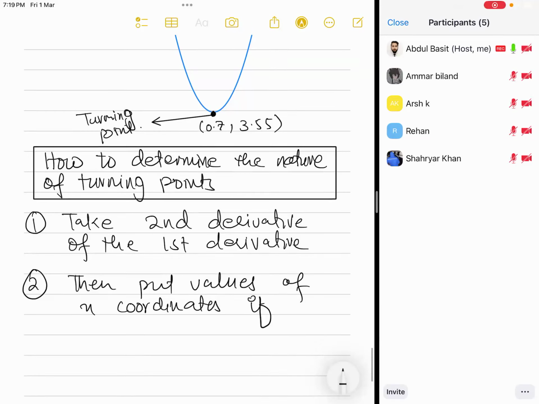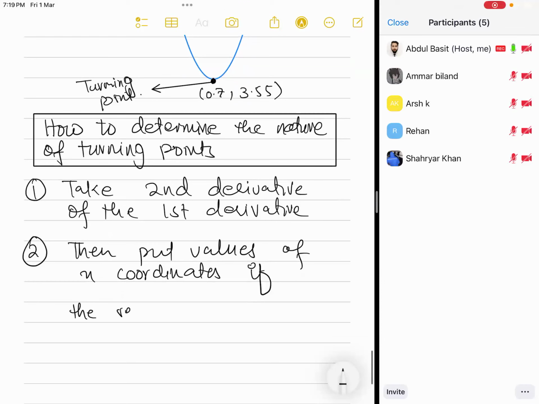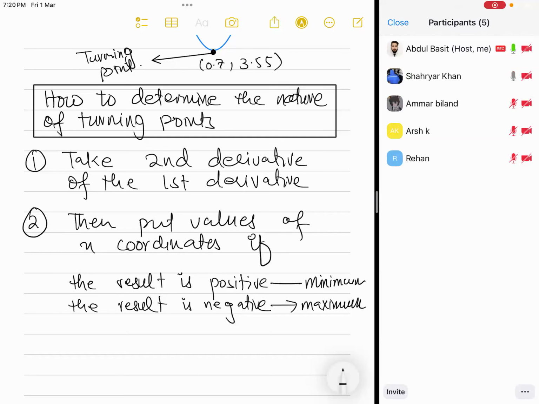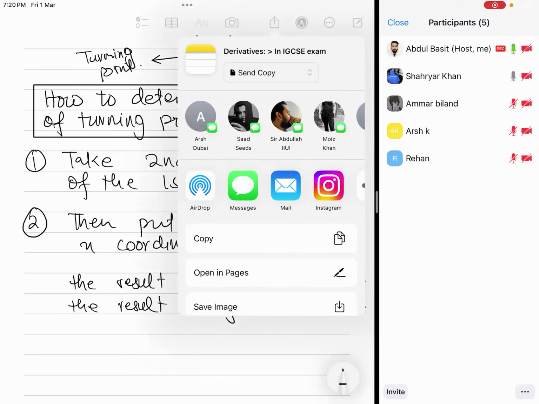If the result is positive, the coordinate would be a minimum point. And if the result is negative, the coordinate would be a maximum point. Understood everybody or not? Yes or no? Yes, sir.